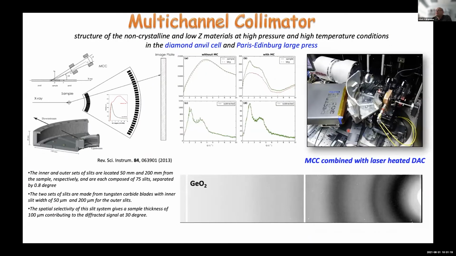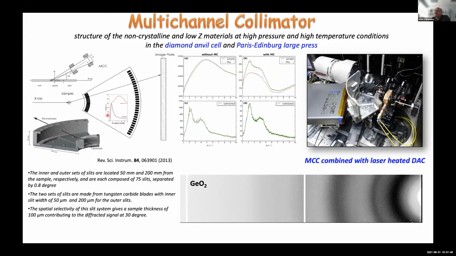What happens if we don't have any diffraction, like with amorphous, non-crystalline materials? We are always looking for new developments that others have, and this particular one, a Soller slit multi-channel collimator, was developed at SRF, and we use it not only for the Paris-Edinburgh cell that it was designed for, but for the diamond cell.